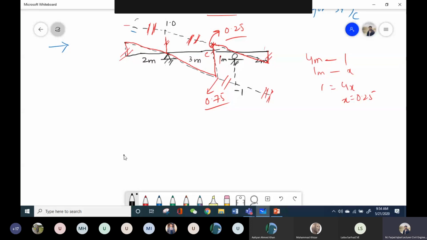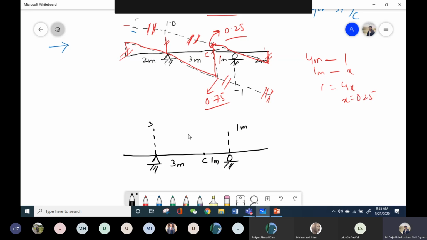For example, for the same beam, if I have to plot the ILD for bending moment at the same point, let's say point C, this distance was 3 meters and this distance was 1 meter. Now this method says that on the left support, you will plot an ordinate equal to this length. The length is 3 meters, so let's say this ordinate is 3. And on the right side, you will also plot one ordinate equal to this length, that is 1 meter.